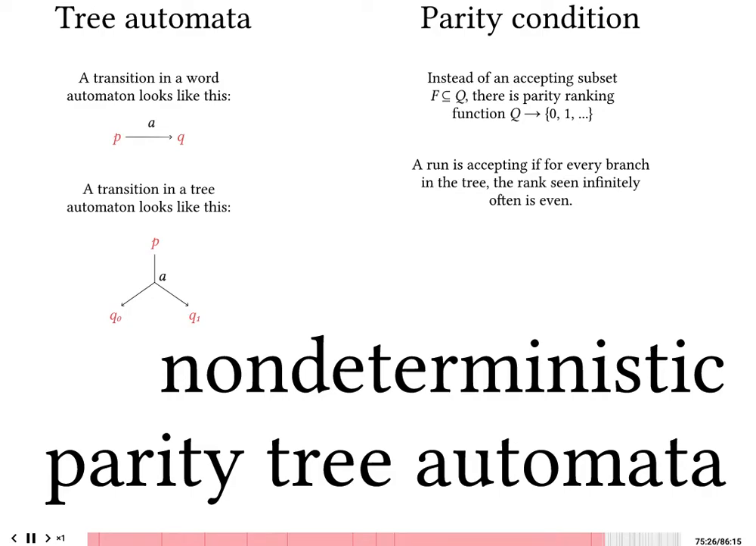So for every branch in the tree, if you look at the maximal rank that appears infinitely often, then it has to be accepting, and accepting here means an even rank. So 0 good, 1 bad, 2 good, 3 bad, and so on. The first time you see a parity condition, it might strike you as a bit artificial, but it turns out to have central importance in the theory of automata over infinite objects, as you will find out later on during the tutorials of this bootcamp.